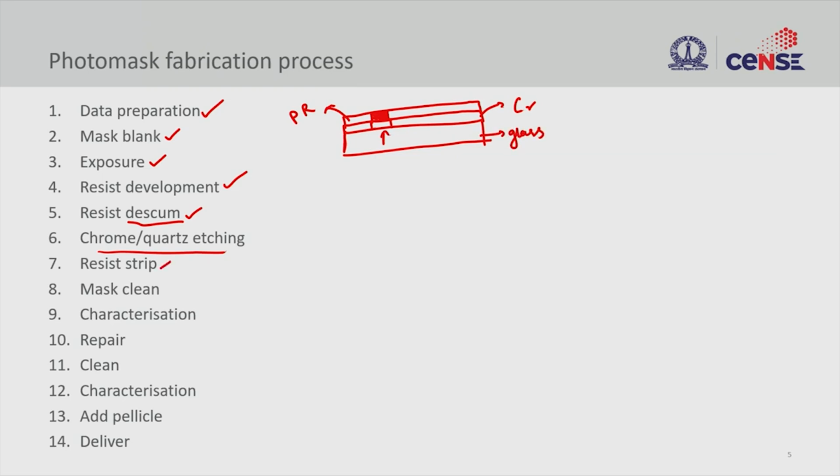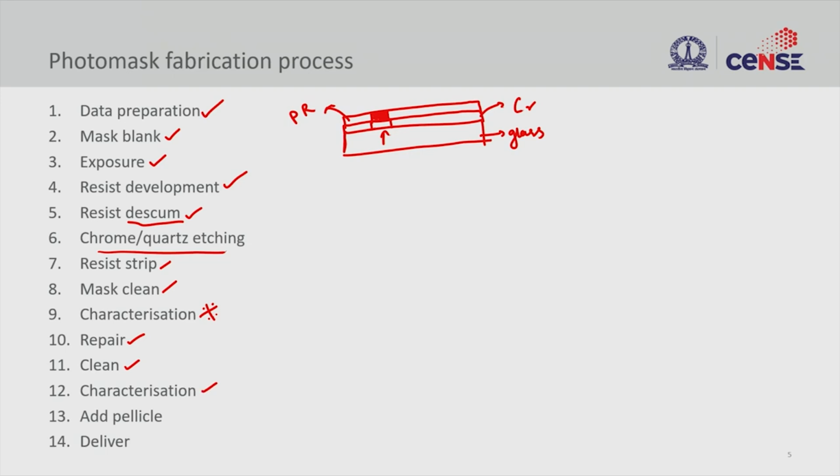And then we strip the photoresist, we clean the mask, we characterize it. This is a very, very important step. We characterize the mask, we measure all the critical dimensions that are given as a specification. And then if there are some issues with the mask, we repair it. It is possible to repair defects, and that is also done without redoing all the steps. There is a repair step, and then after repair you clean it, again you characterize it. You want to make sure your repair has worked or not.